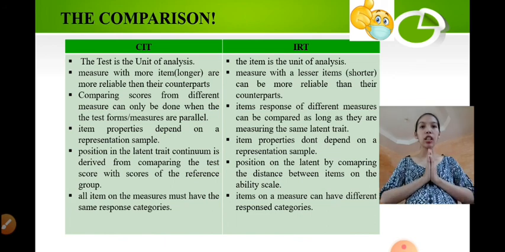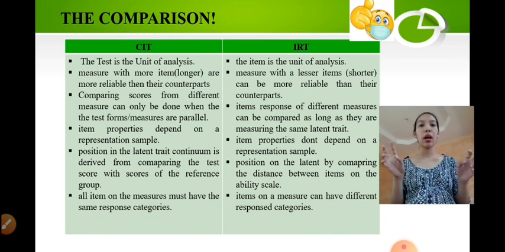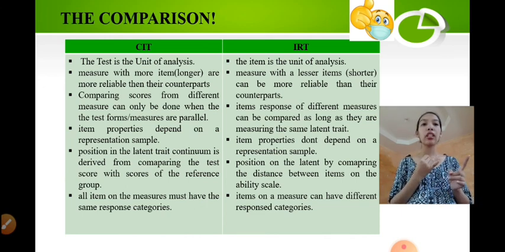So comparing, in CTT, comparing scores from different measures can only be done when the task forms and measures are parallel. So in IRT, in item response theory, the items' responses of different measures can be compared as long as they are measuring the same latent trait.